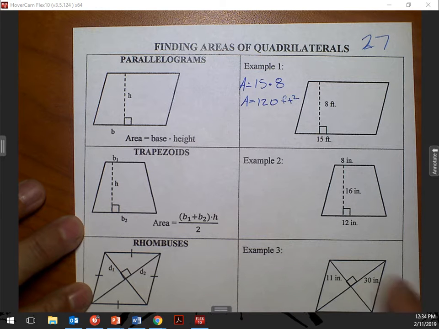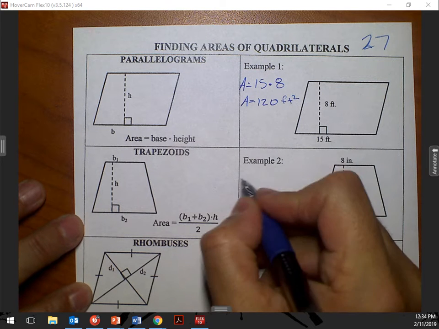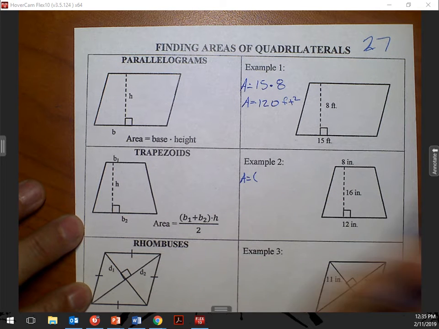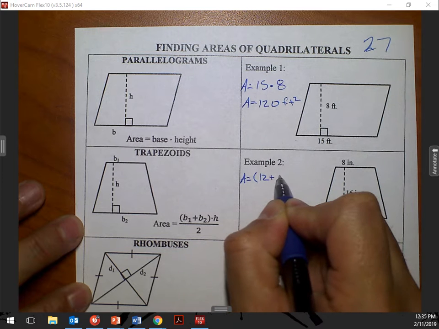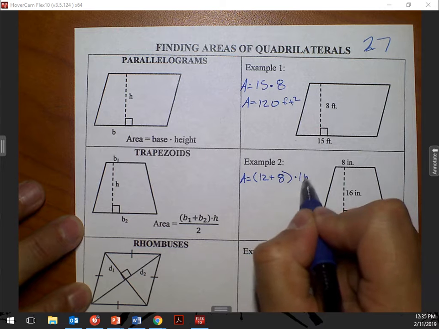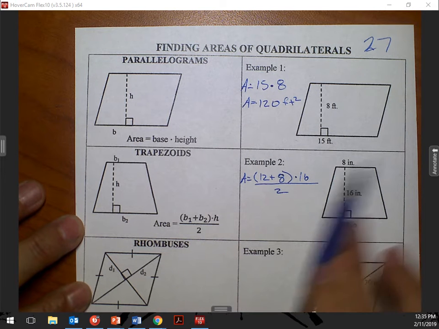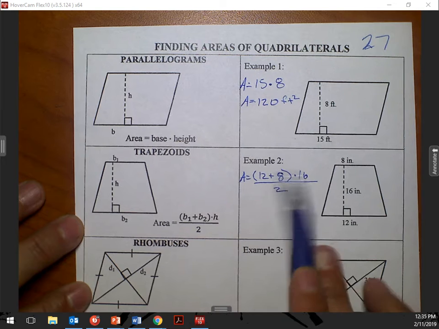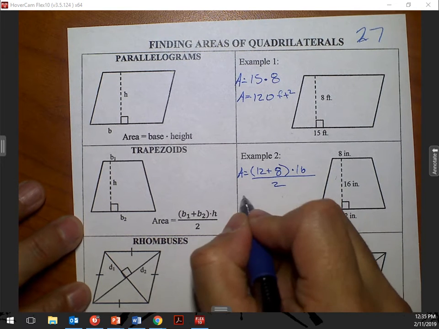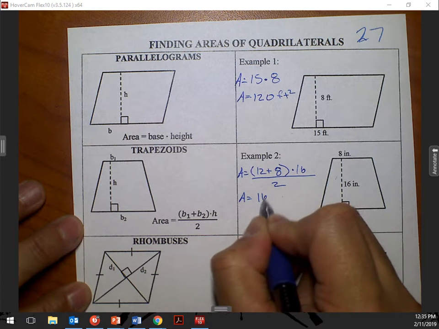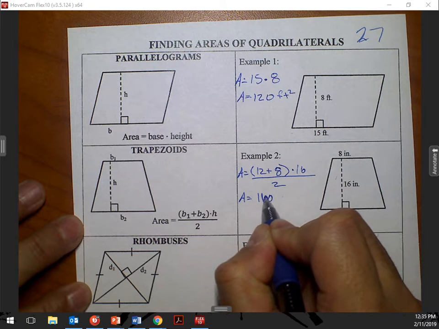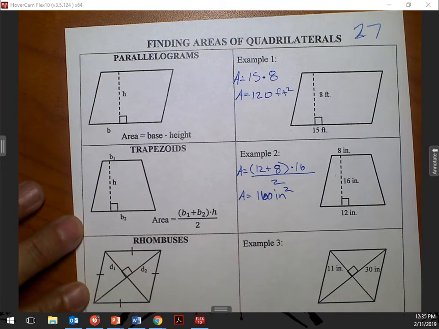Now, let's take a look. For this one right here, for example 2, my area, I'm going to write A equals. So what is B1? 12. Okay, 12 plus what's B2? 8. Times what's my height? 16. And all that's going to be over 2. So let me see, that's 24 times 16. So what do we get? 160. What are my units here? Inches squared.